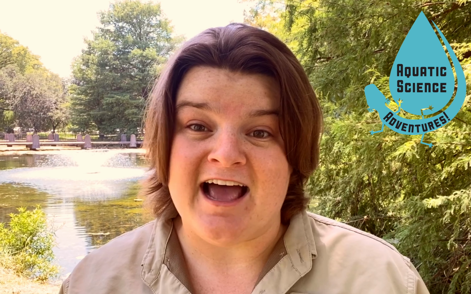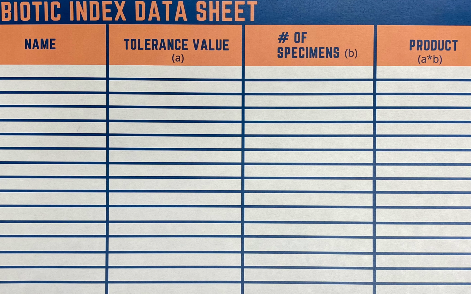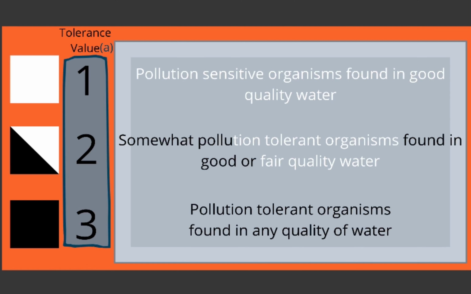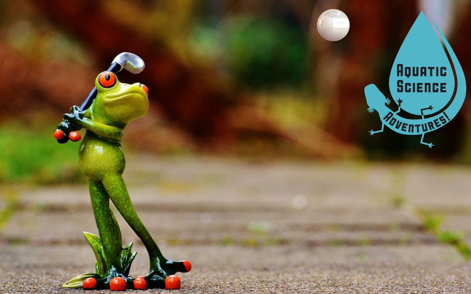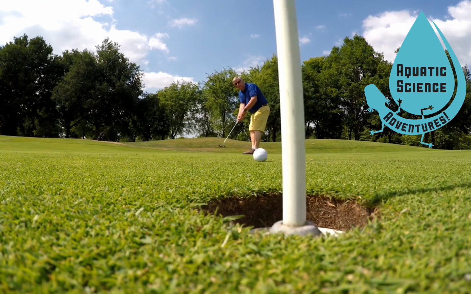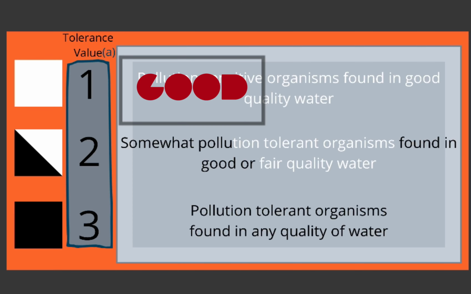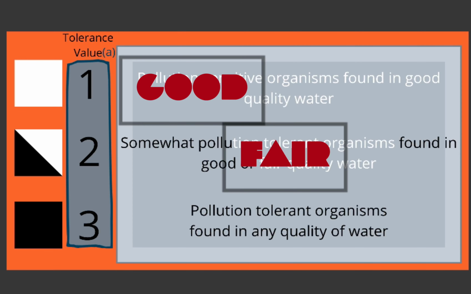So now that you know a little more about the animals we collected last week, let's calculate the Biotic Index Value to see what our specimen can tell us about the health of our aquatic habitat. Biotic Index is a measure of the health of your field site, with lower values indicating higher water quality, kind of like a golf score, where lower values mean a higher quality performance. An index range of 1 is good, an index range of 2 is fair, and an index range of 3 is poor quality water.